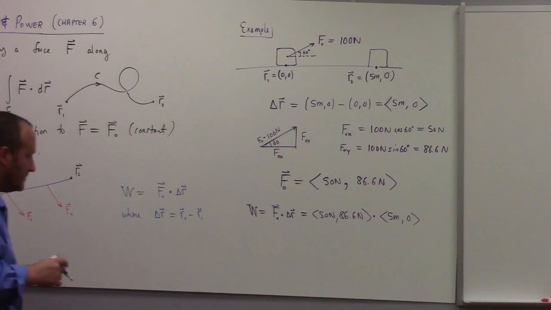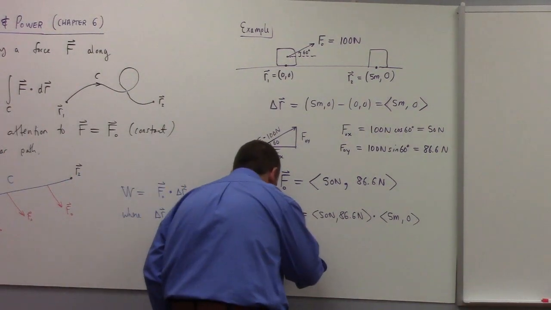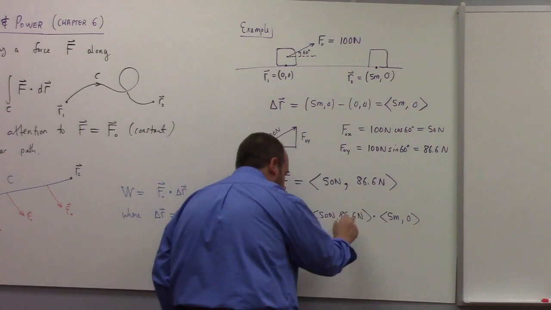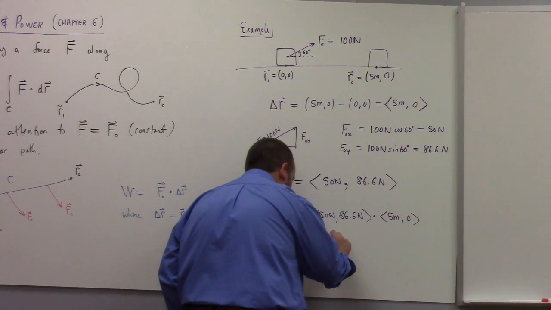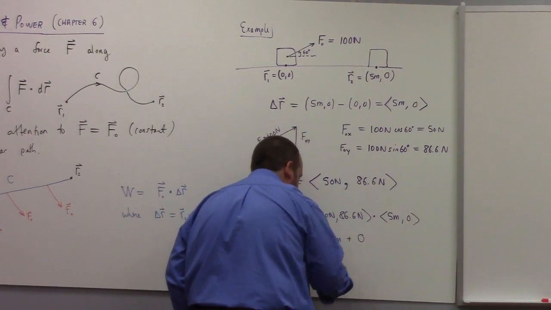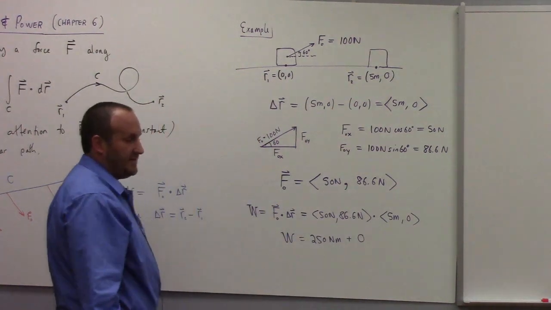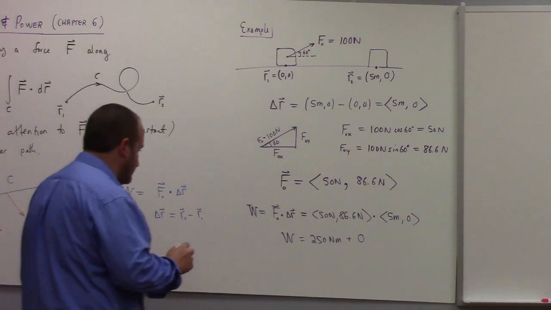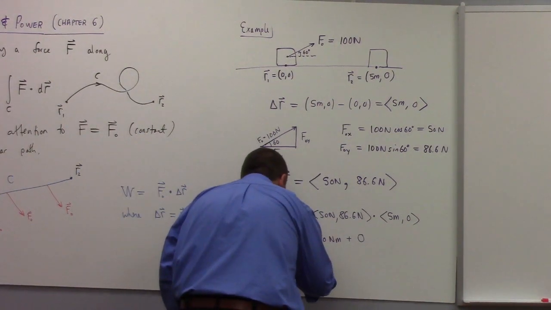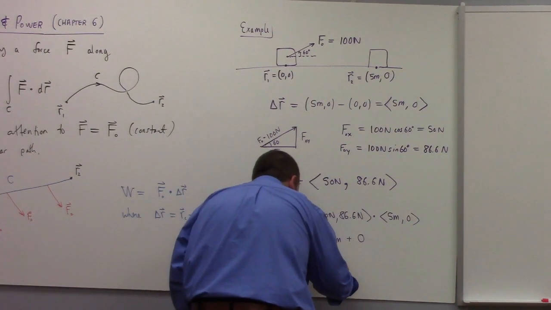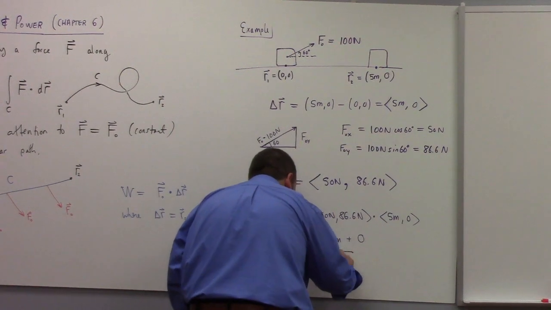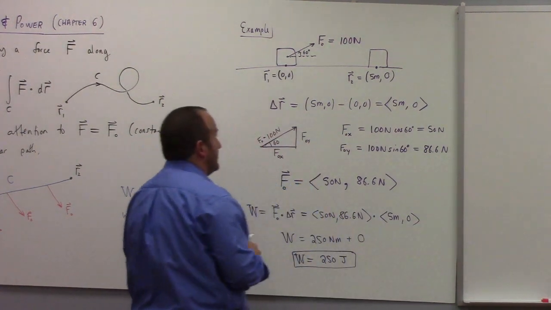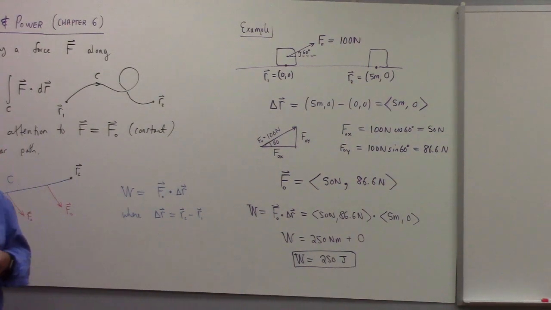Okay, anyway, statistics aside. All right, 50 times 5, so we got 250 newton meters plus 0. I don't even usually write the plus 0, but the y component, 86.6 times 0, gives me 0. So there's the dot product. And what's a newton meter? A newton meter is the unit of energy, and it's also known as a joule. So we have 250 joules is the work done by this force over this motion.